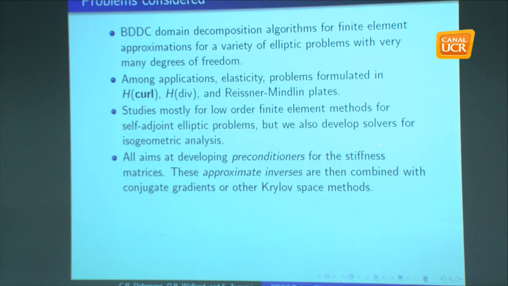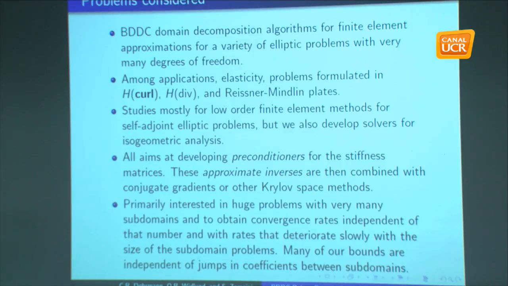All this aims to develop preconditioners for the stiffness matrix, the A matrix. So what is a preconditioner? A preconditioner is simply an approximate inverse to the operator. Once you have such a preconditioner, you combine it with a conjugate gradient or some other Krylov space method. What matters in terms of rate of convergence is the condition number of this preconditioned matrix.